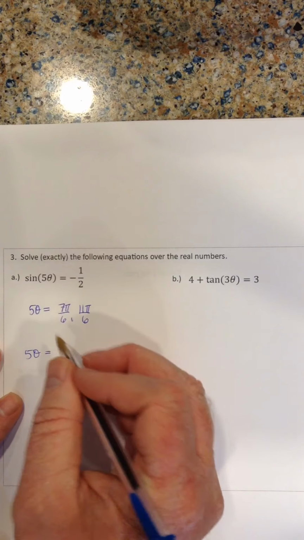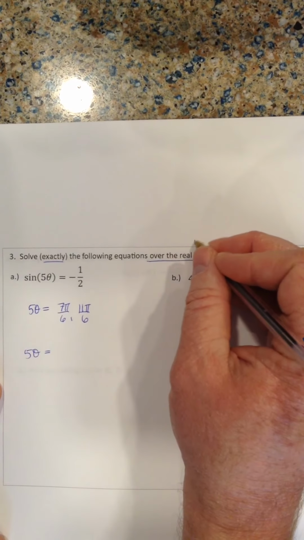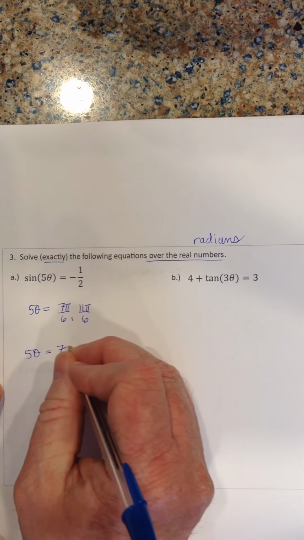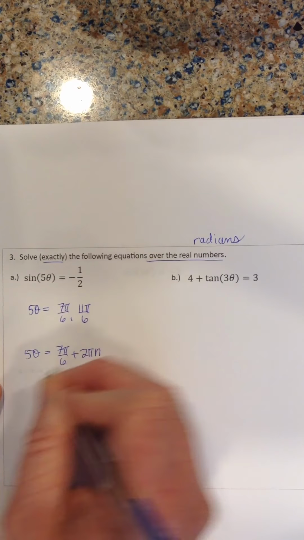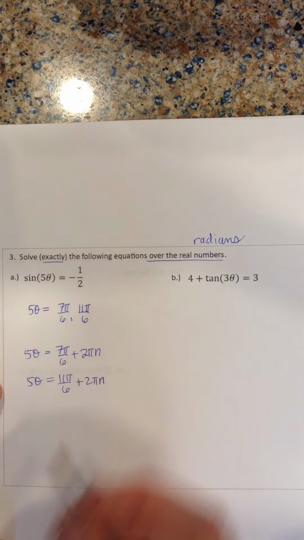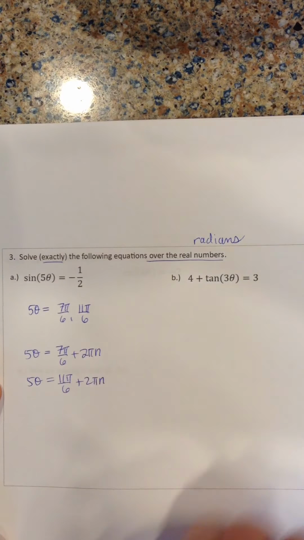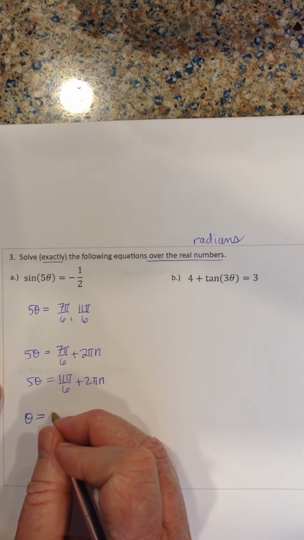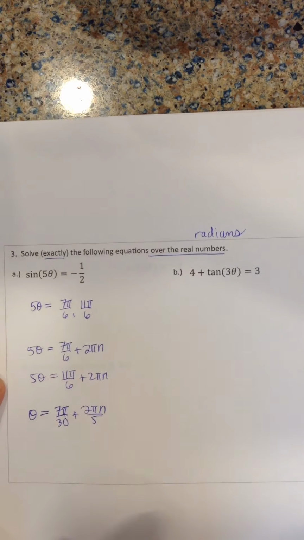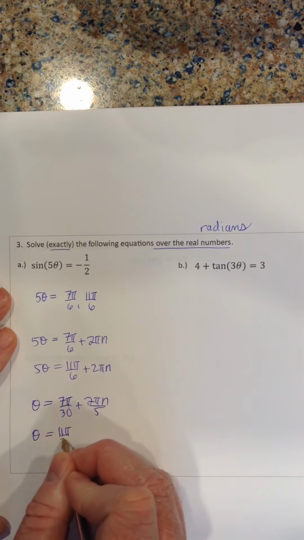That means, now here I want all the answers over the real numbers. That means in radians, okay? Whenever you see over the real numbers, that means in radians. So radians are real numbers. Okay, so 5 theta equals 7 pi over 6 plus 2 pi n, and 5 theta equals 11 pi over 6 plus 2 pi n. The 2 pi n will give you all the angles because you rotate a full 360 degrees or one full revolution when you go 2 pi. So now I divide by 5, I get 7 pi over 30 plus 2 pi n over 5. Or I get 11 pi over 30 plus 2 pi n over 5.